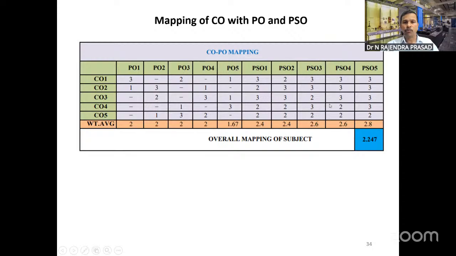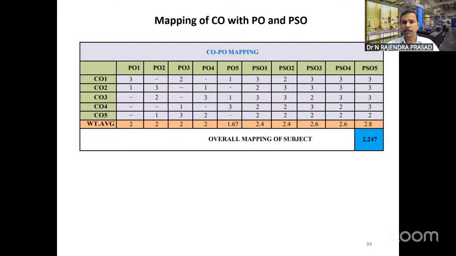So similarly, 2, 1, you can see. There are 5 COs. Each and every CO is mapped with one or the other PO and PSO. So you can calculate the weighted average mapping strength. Take the average: 3 plus 1, 4, 4 by 2, 2. 3 plus 2, 5, plus 1, 6 by 3, that is 2. Likewise, take the average of all the columns. This is not necessary, but just for the sake of understanding the mapping strength between the course and the program, we have to calculate this. The overall mapping strength is the average of this last row. The average of this last row will be 2.247.